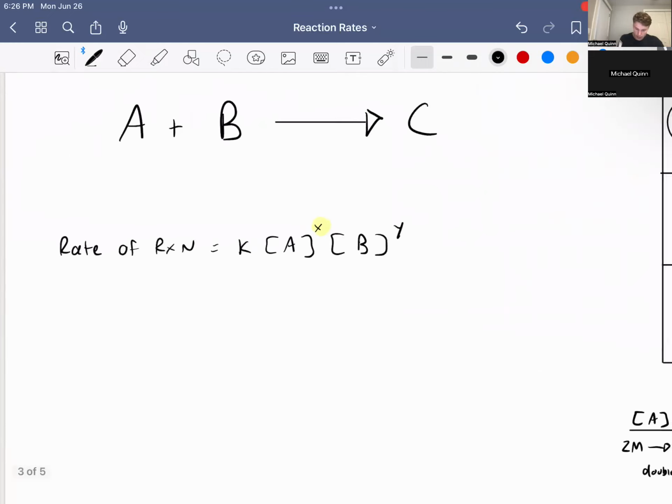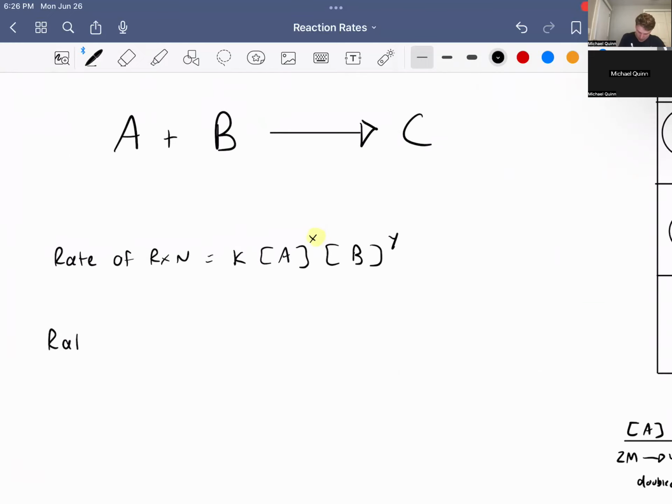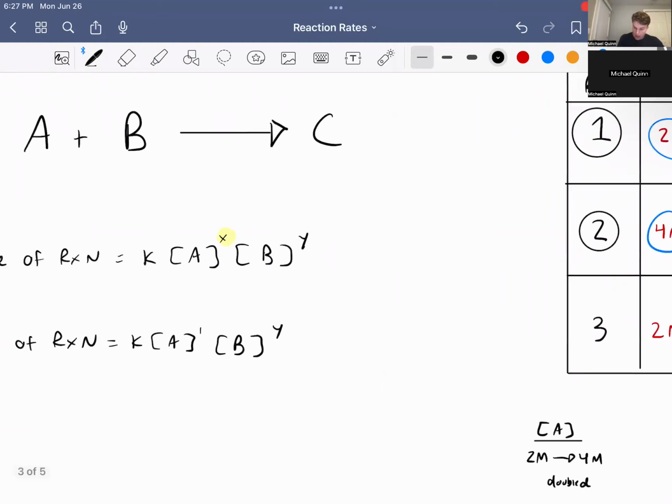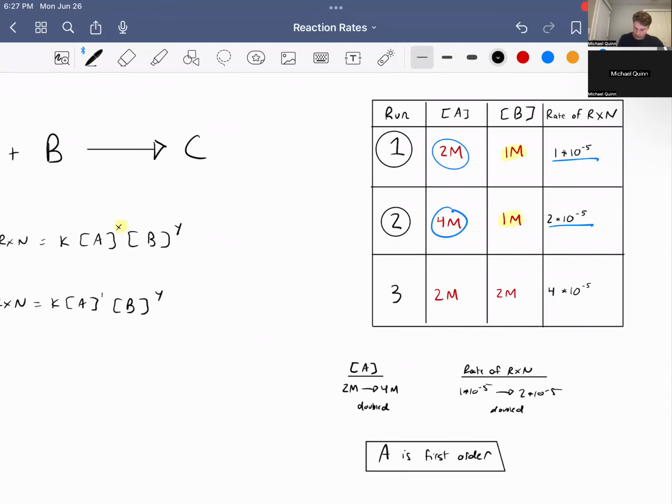So what we can do is we can fill in information in our rate law. We can say Ka, this is first order. We denote that with a 1. We still don't know B. So now we solve for the order of B.